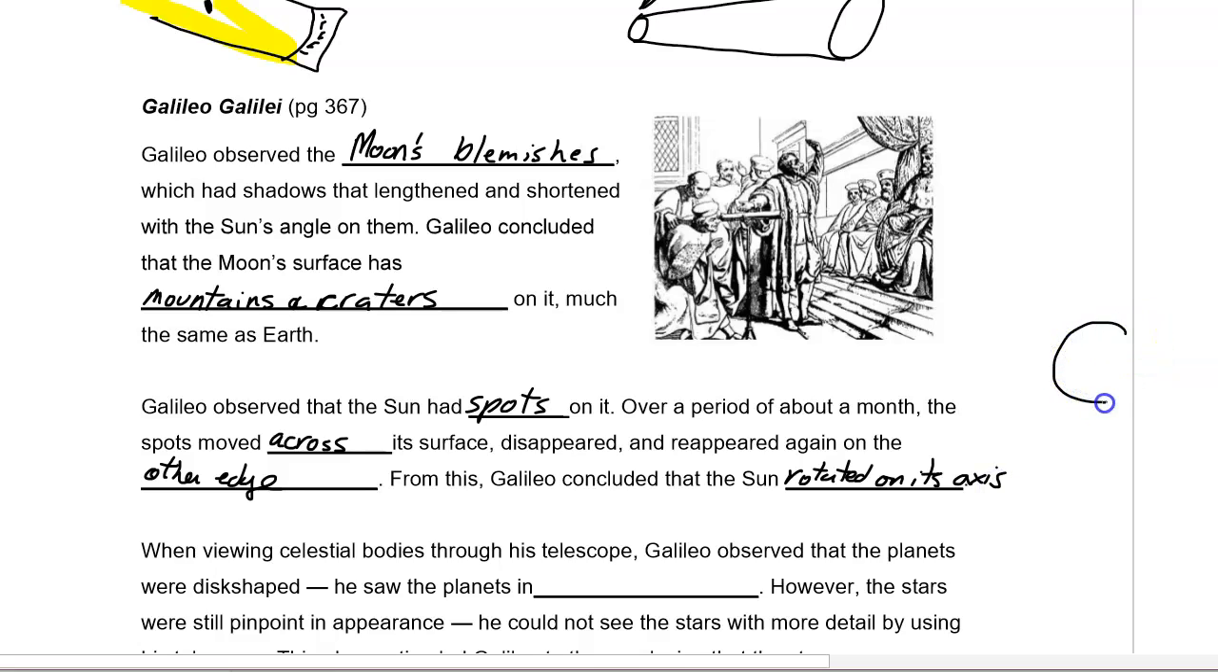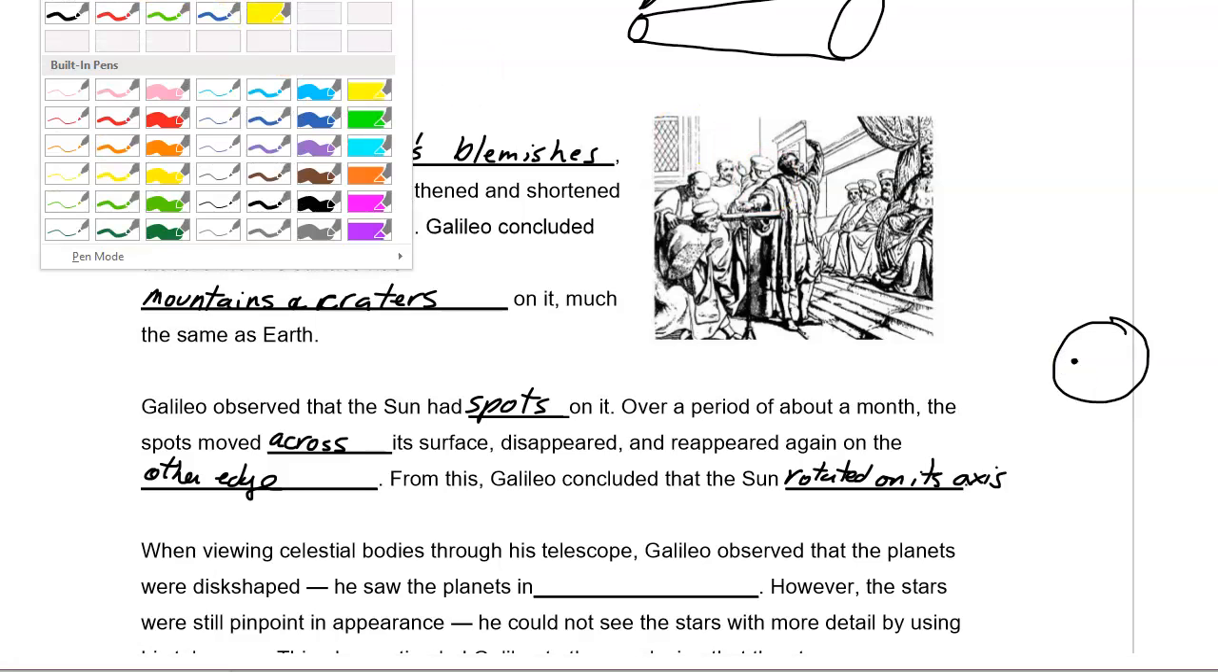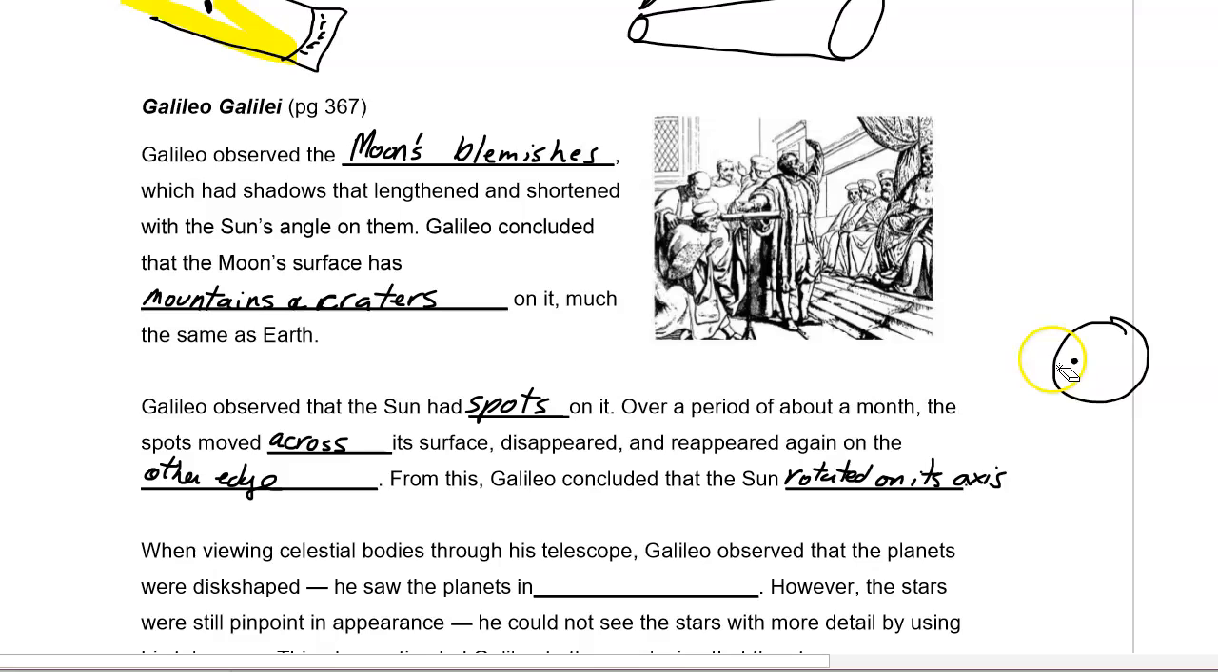So the idea here is that one day the sunspot is here, and over the course of a month that sunspot actually moves across, disappears, and then all of a sudden reappears on the other side and comes across again. Okay.